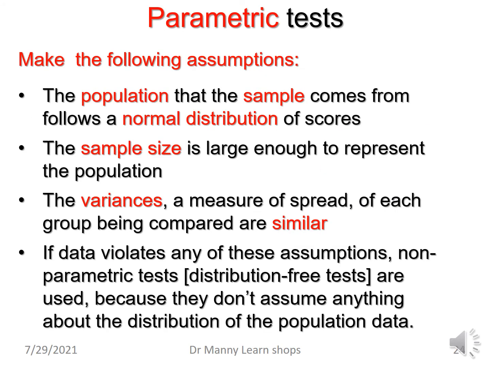So, a parametric test makes the following assumptions. The population that the sample comes from follows a normal distribution of scores. The sample size is large enough to represent the population. The variances, a measure of spread of each group being compared, are similar. If data violates any of these assumptions, non-parametric tests, which are also referred to as distribution-free tests, are used because they don't assume anything about the distribution of the population.